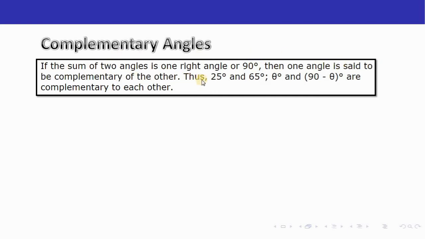For example, 25 degrees and 65 degrees. The sum of 25 and 65 is how much? It is exactly 90 degrees. So that's why we can say that 25 and 65 are complementary to each other.